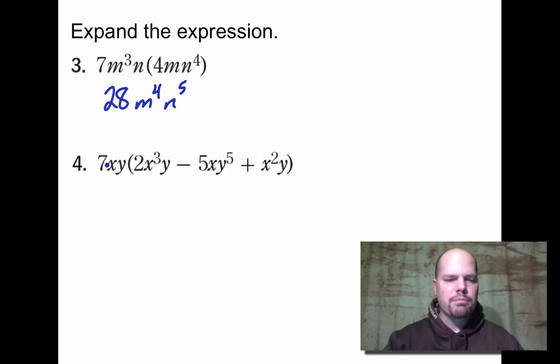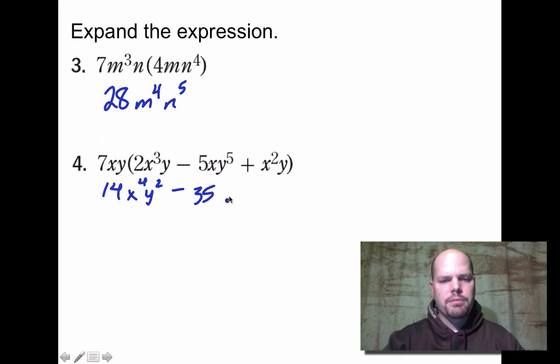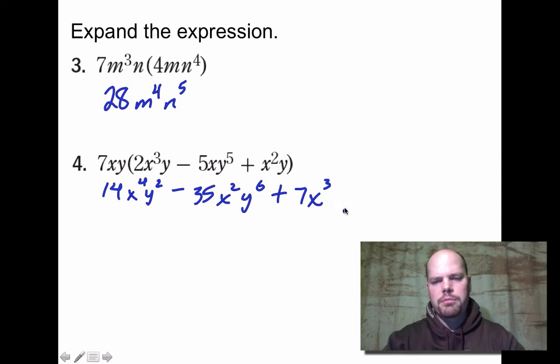All right, this monomial 7xy times this trinomial. So we'll go 7 times 2, x times x cubed, and y times y. Minus 7 times 5, x times x, y times y to the 5th, plus 7 times 1, x times x squared, and y times y.